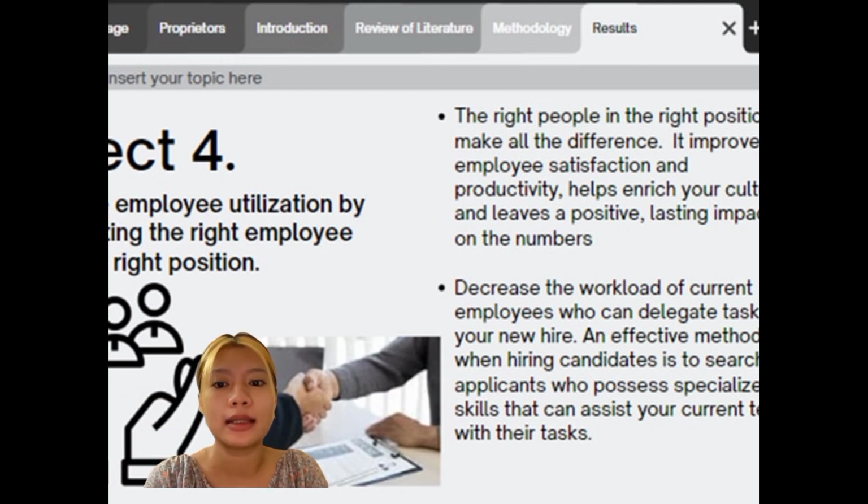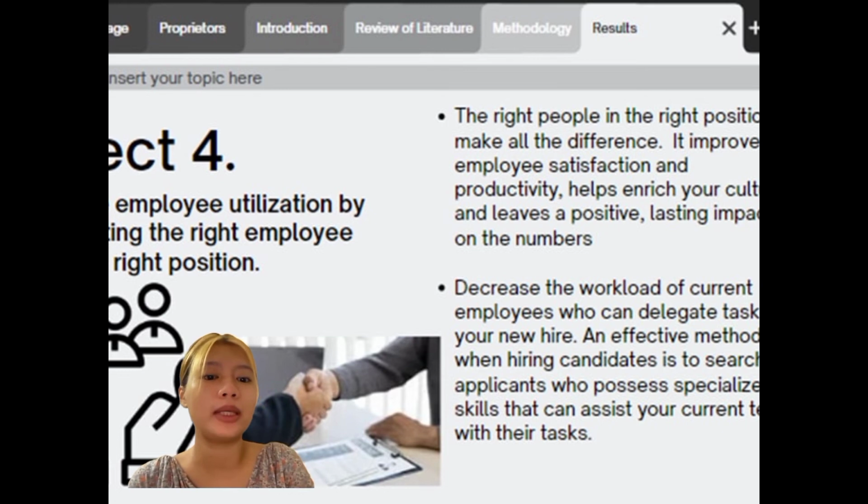Another advantage of hiring the right and the best candidate is that it can also decrease the workload of current employees, who can delegate tasks to your new hire. An effective method when hiring candidates is to always search for applicants who possess specialized skills that can assist your current team's tasks. For example, if your team is struggling with meeting deadlines, it may be best to search for someone who has good time management skills.